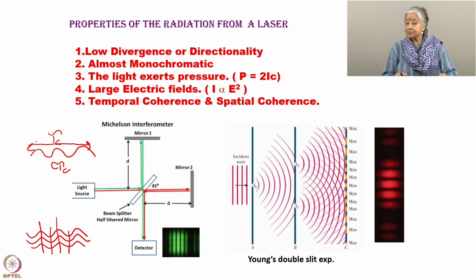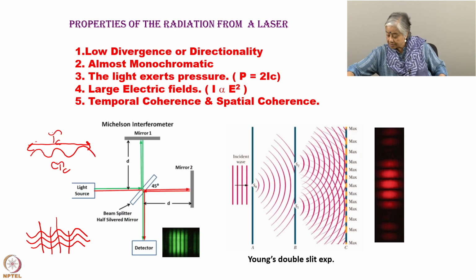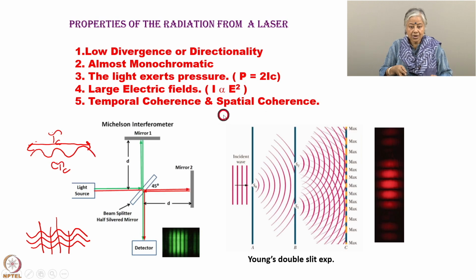Now, what do I mean by spatial coherence? This is also Young's double slit experiment, which was done in our, say, high school days. You would have done it. So, you have a laser light here. No, it need not be laser light.